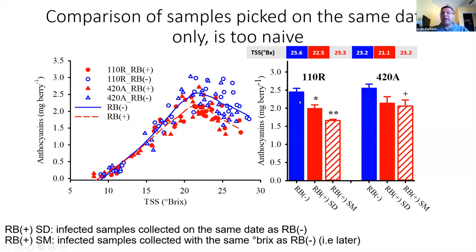In fact, they will degrade. You're going to end up with less anthocyanins than you had at 22 and a half brix. It doesn't matter what kind of rootstock you had. In our case, we had two very large extremes, 110R and 428. The response is the same.